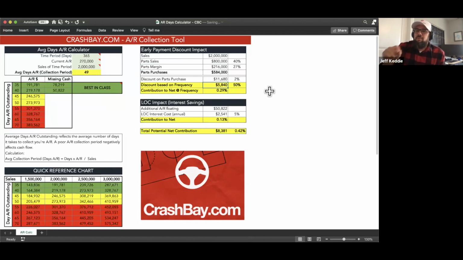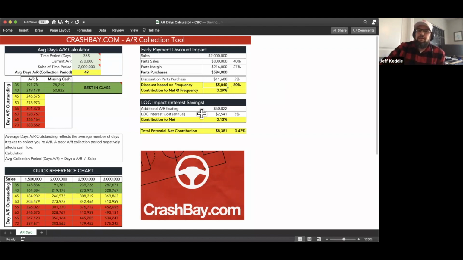When we're talking about net profit, and we want to move from 6% to 7% net profit, or even 10 to 11, our margins are tight in this industry. We're trying to get like 0.5% here, 0.5% there. Just this alone is almost a third of a percent of net profit contributed to your bottom line.